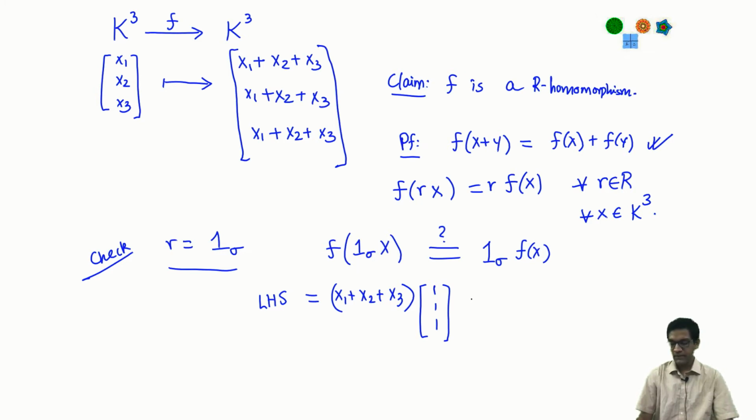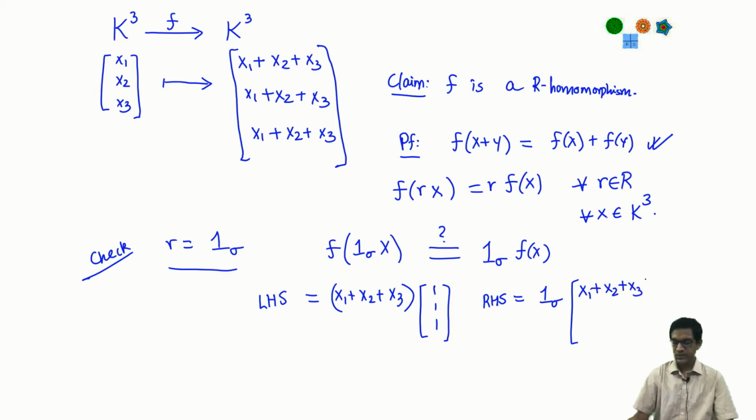And now observe, what about the right hand side? I've computed the left hand side. For the right hand side, I'm supposed to take 1 sigma and act it on the vector x1 plus x2 plus x3 in each component.